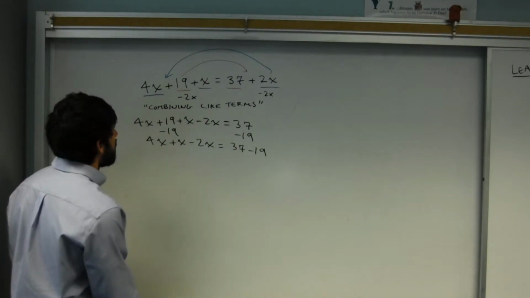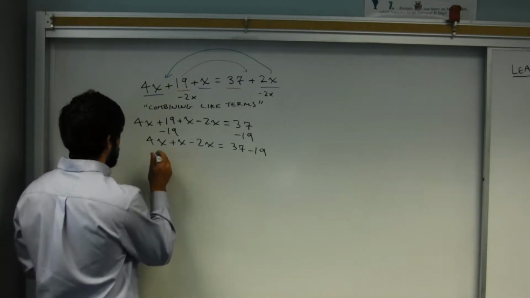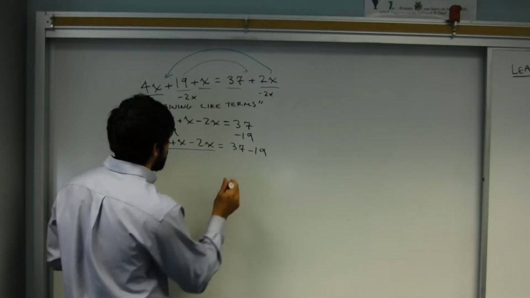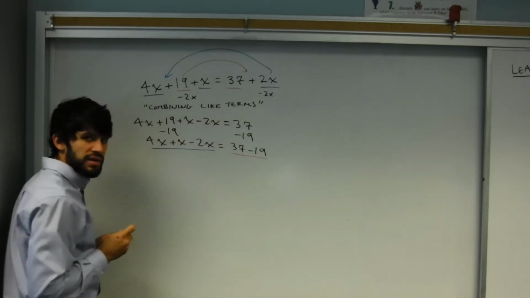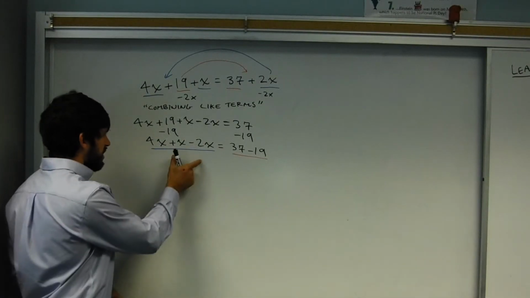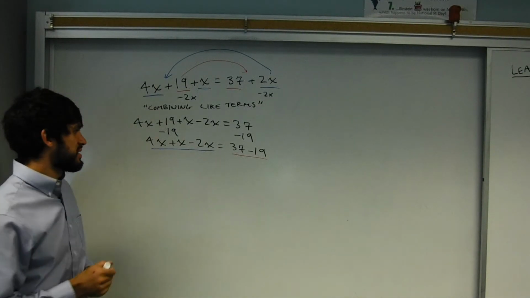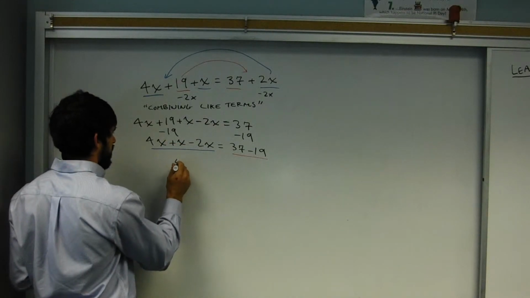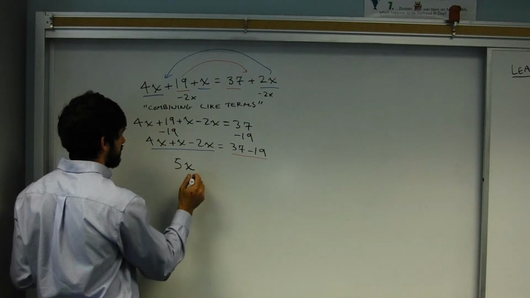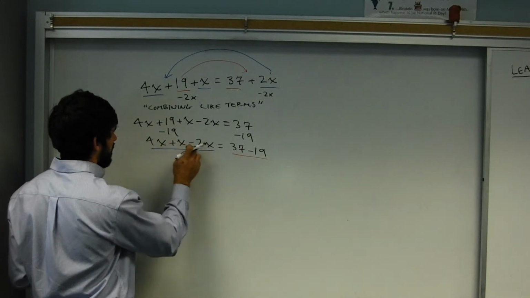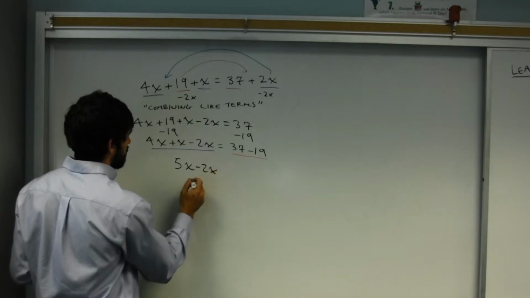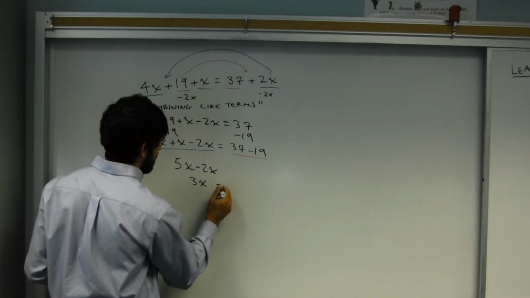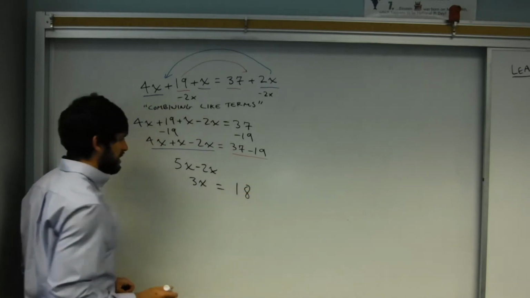So now you see we have everything that was underlined in blue on this side, and everything that was underlined in red on this side. And now that we have our like terms on each side, we can just add them up. So 4x plus x minus 2x is going to be equal to 5x, or no, 5x minus 2x is equal to 3x. And on this side, 37 minus 19 is equal to 18.